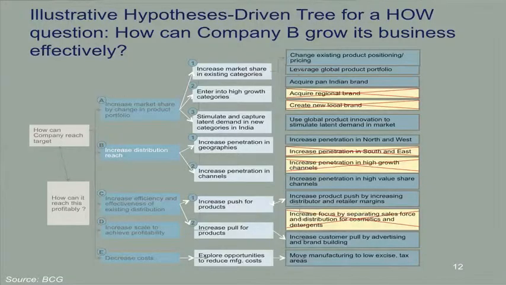Okay, so here's an illustrative hypothesis-driven tree for a how question, right? So how can company B grow its business effectively, right? So we say, okay, well, in order for it to grow, for an IT company, or let's say, a banking company in any one of these countries, right? In order to grow its business effectively, I'm thinking, well, it could increase market share by changing its product portfolio, or by changing some part of its product performance. Or maybe it can reach that target by increasing its distribution reach, right? Those are two things you've recognized from your industry analysis, that it's really a function of price performance, and it's also a function of distribution. So that's how it can.